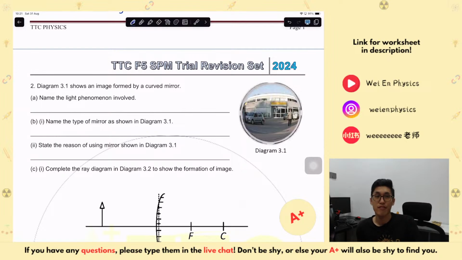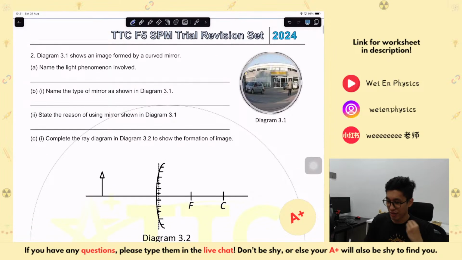So name the light phenomenon involved. So mirror is supposed to do what? Mirror is supposed to reflect light. So the phenomenon is called reflection. Reflection of light.